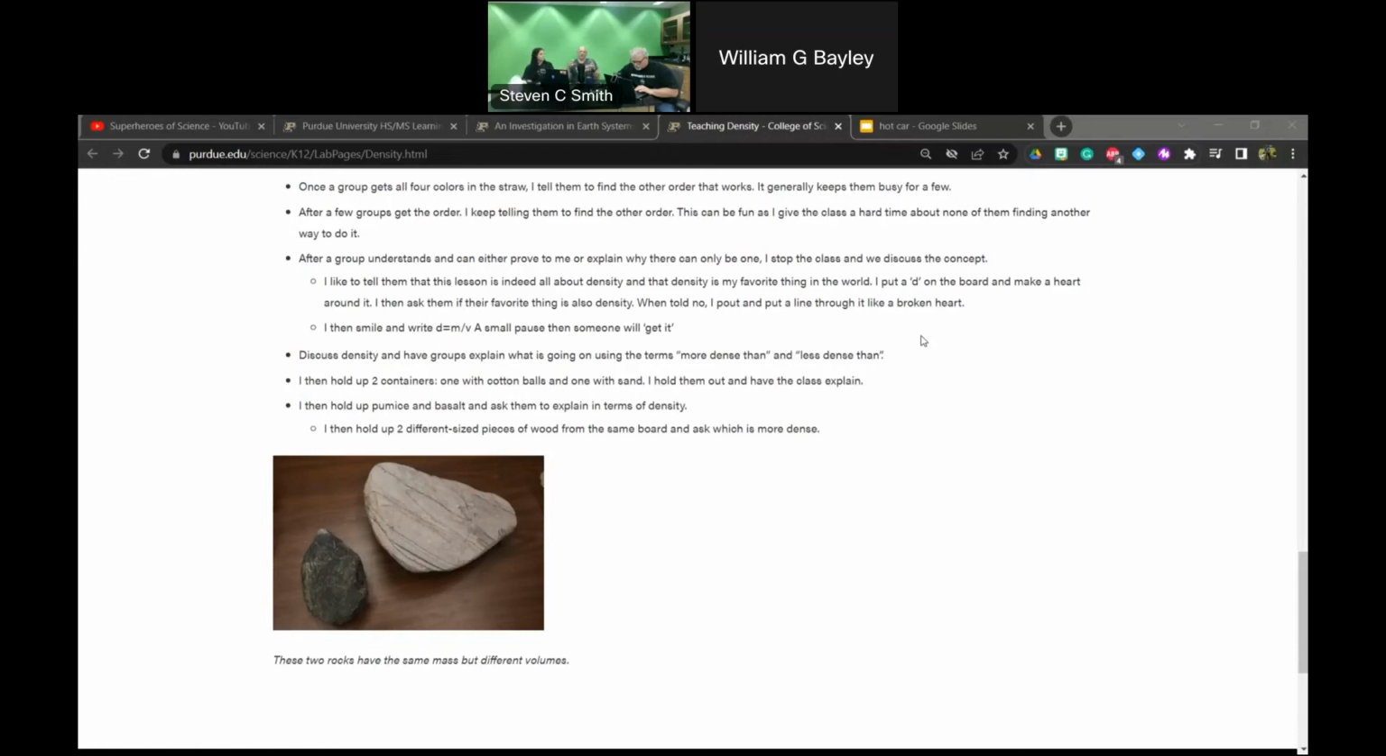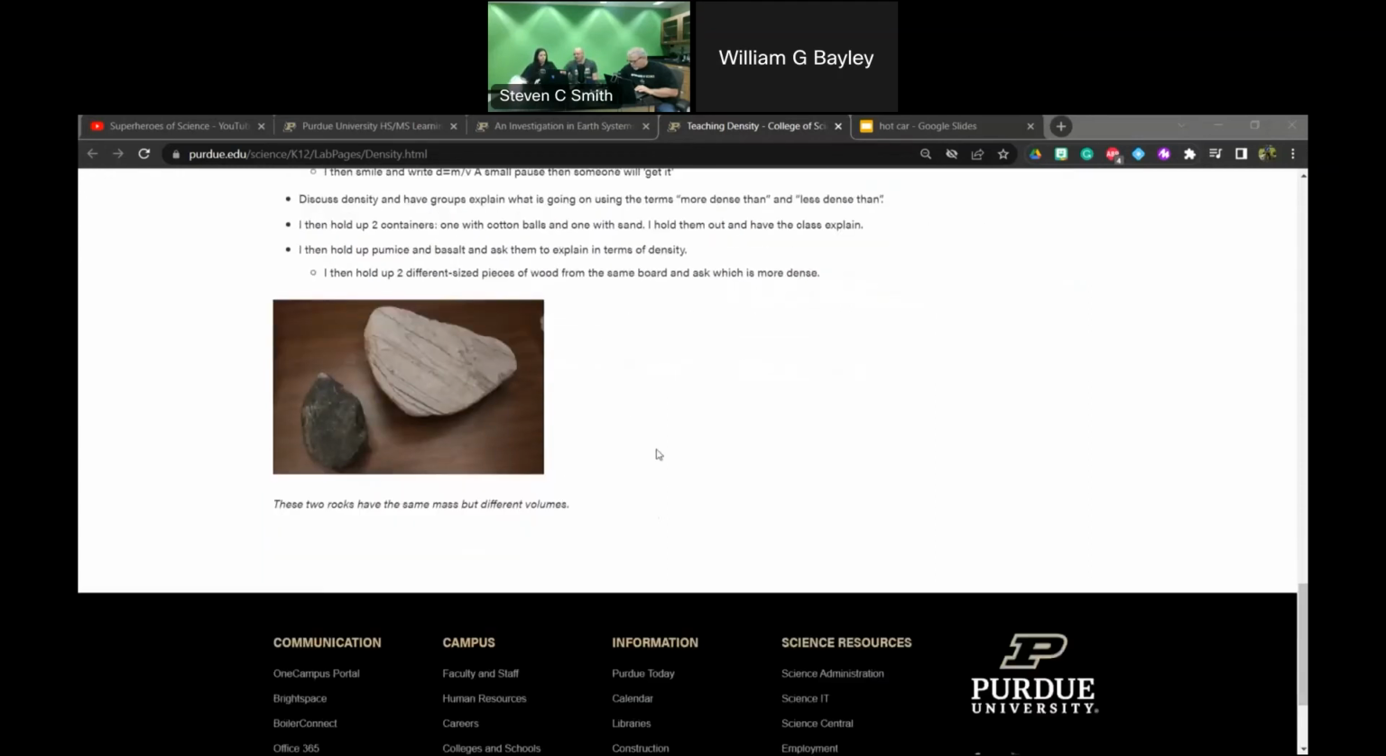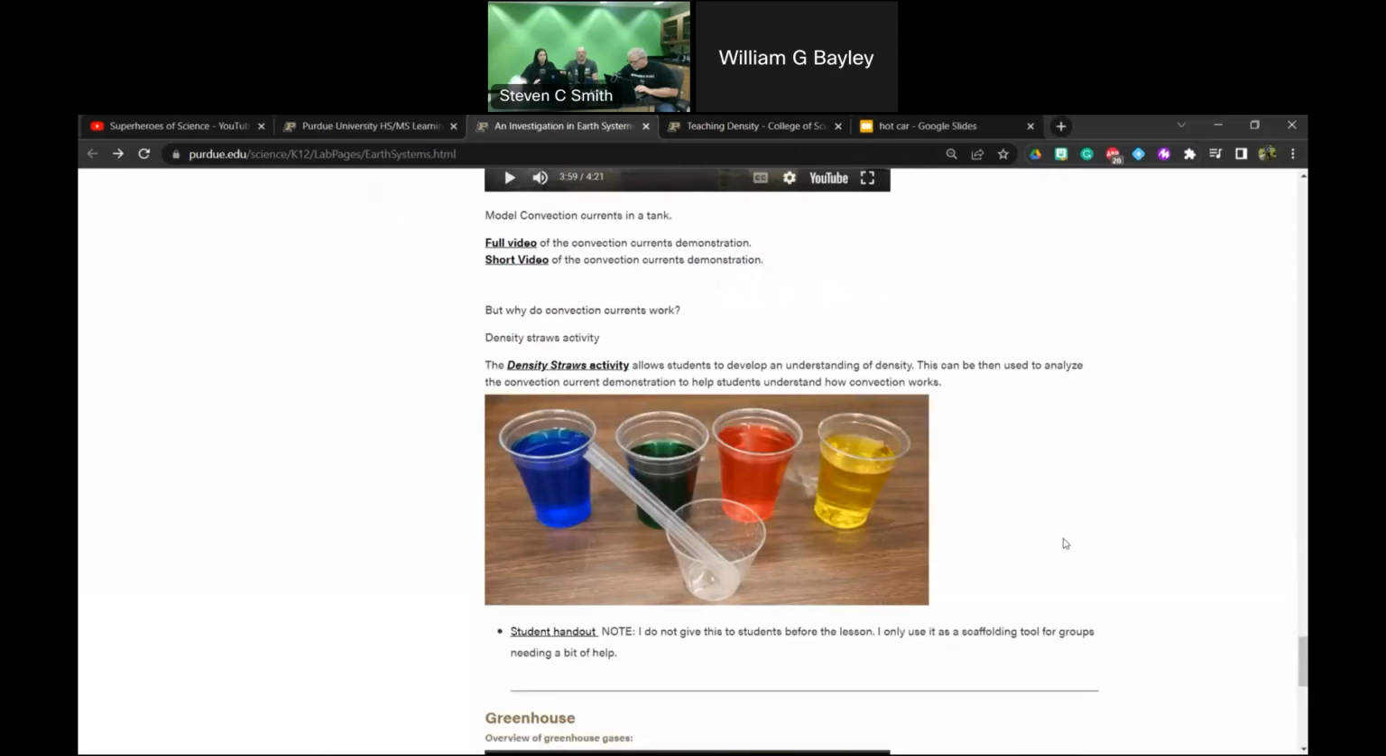So remember, it's heavy for its size. And so that's our density. And so I don't know if I went down a rabbit hole on that one or not.